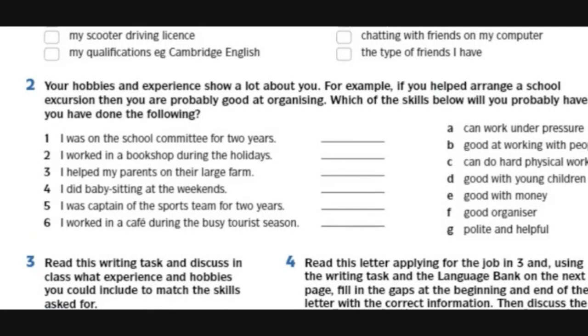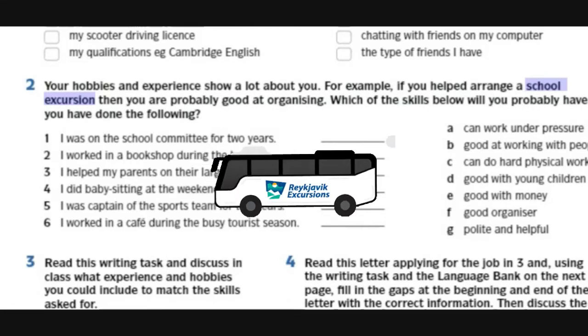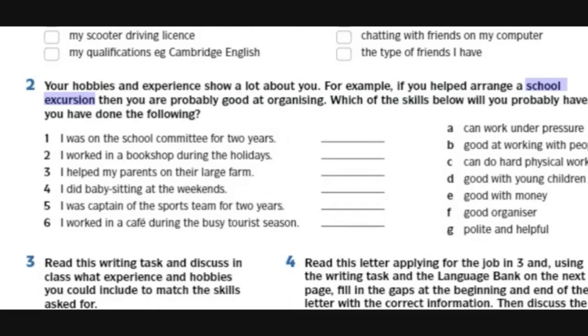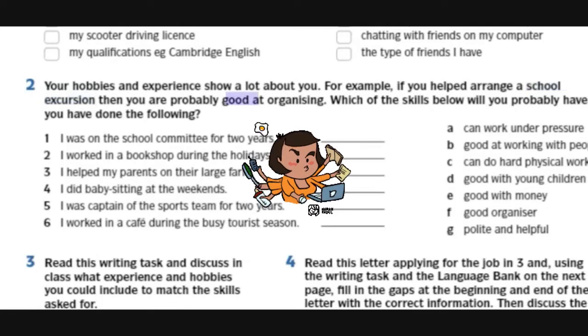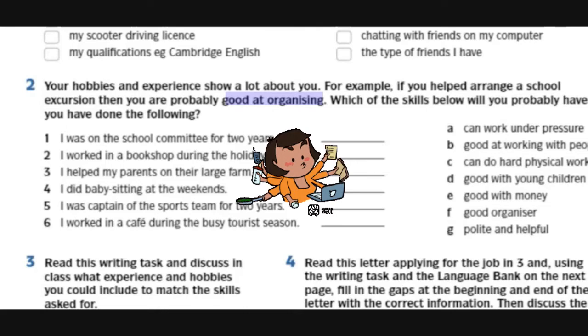Like I said before, your hobbies and experience show a lot about you. For example, if you help arrange a school excursion, you know what a school excursion is or not? It's like a school trip. That means you help to arrange a visitation to a place. For example, you visit a factory and you have to organize it. You are helping the teacher to organize this visitation. Then you are probably good at organizing. Good at organizing means you are very good at planning. You plan the schedule. You plan the budget.